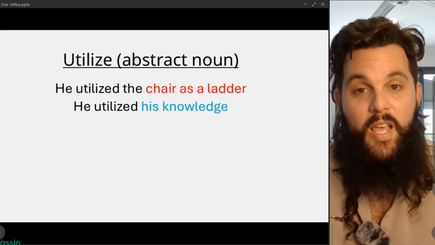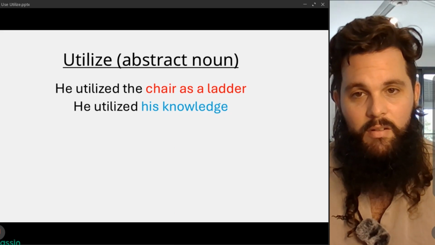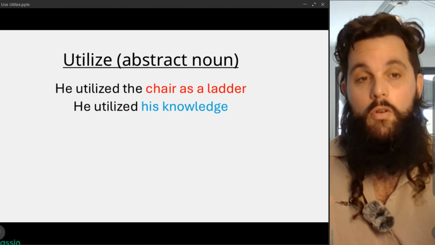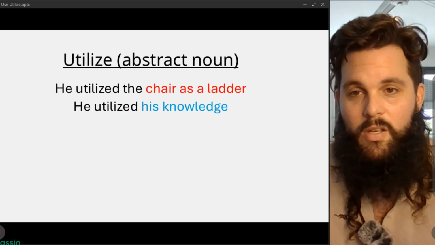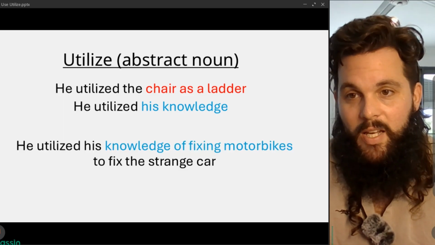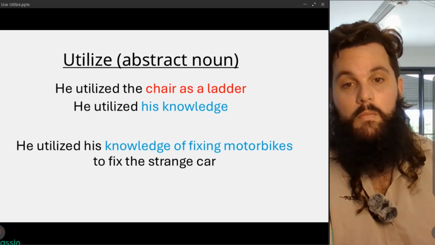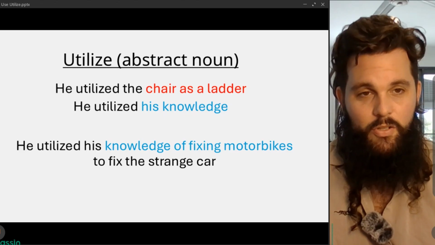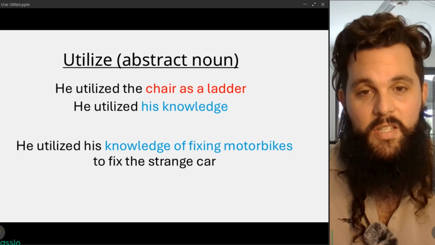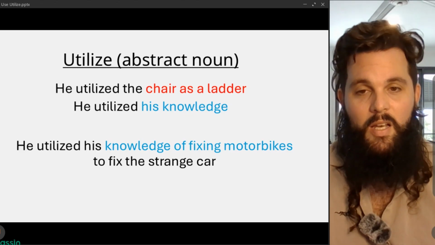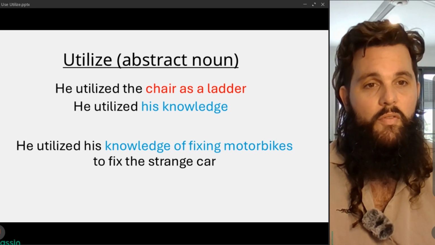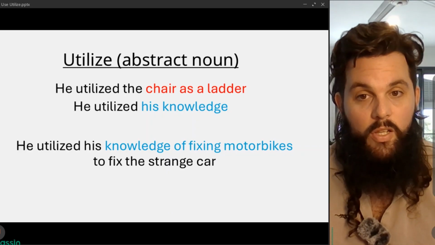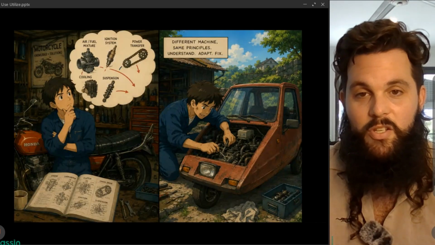So utilizing the chair as a ladder, that's a concrete noun. But you could also utilize an abstract noun such as knowledge. You could utilize your knowledge of something. Now, in this sentence, you could say something like, he utilized his knowledge of fixing motorbikes to fix the strange car. So the intended use of knowledge of fixing motorbikes is for fixing motorbikes. But some of the principles of fixing the engines might be the same. So he could utilize his knowledge of fixing motorbikes to fix a strange car.